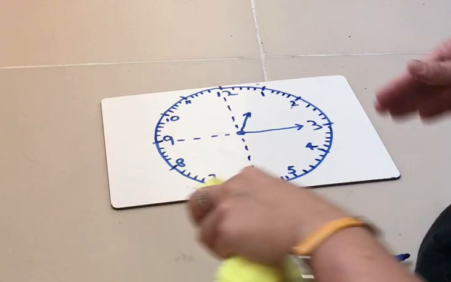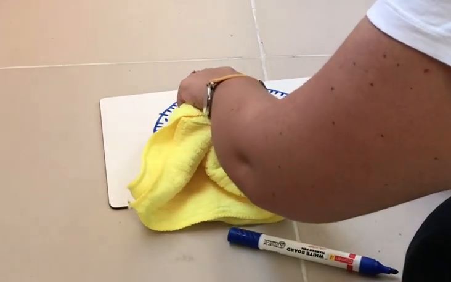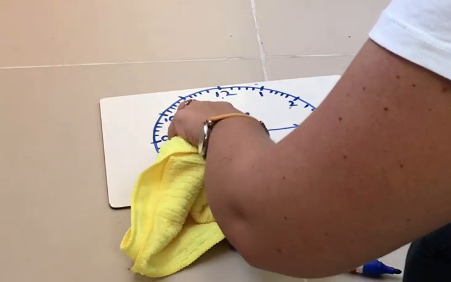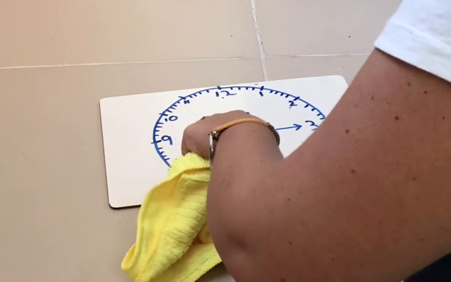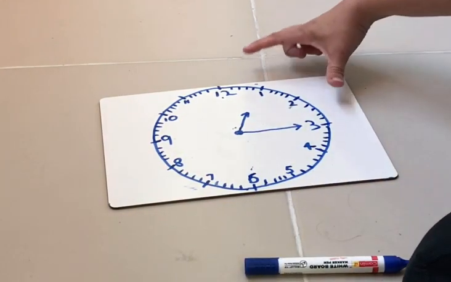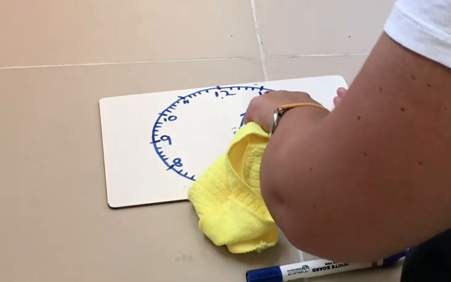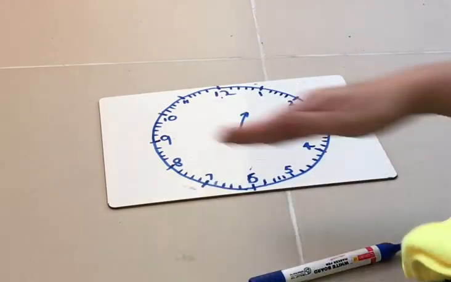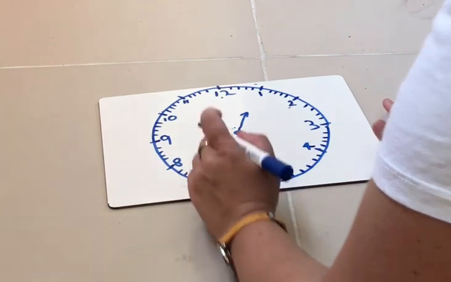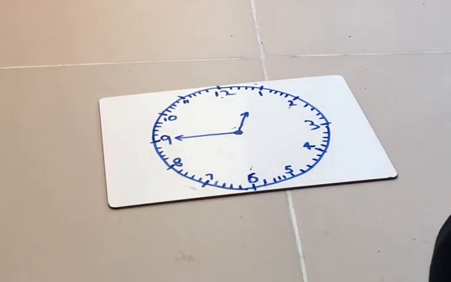Now, to show quarter to the hour, where do you think my minute hand might be? I'll just rub these fraction lines out for you. So it's not going to be the 3 because that just shows a quarter. This time, I need to show quarter to the next hour. So it's 15 minutes away. And it's going to go to the number 9, okay?